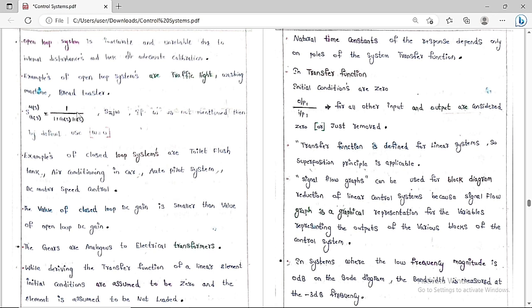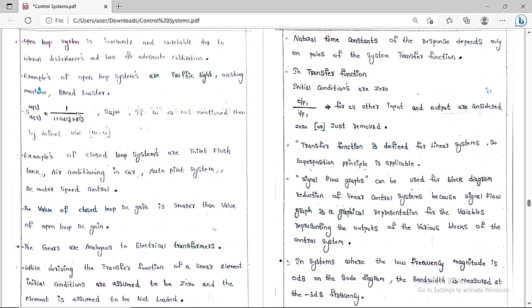The DC motor speed control is also a closed loop system, as we have just seen. Whenever you go for armature control, definitely there is feedback from output to input. But if you go for field control, then there is no feedback. These things you always have to keep in mind.